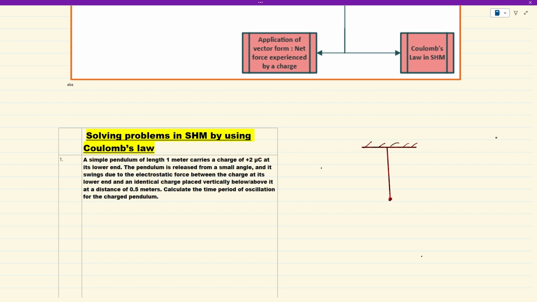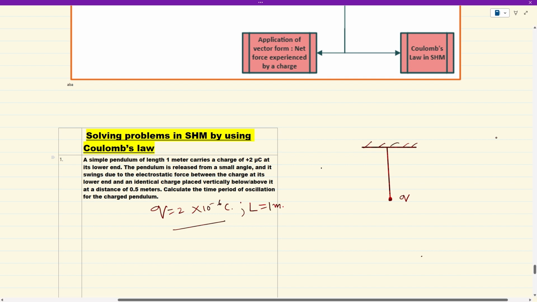This pendulum has some charge, which is given. Let me explain how to solve the sum. The charge on this be Q, that Q is equal to 2 times 10 to the power minus 6 coulomb. The length of the pendulum is 1 meter. L, the length of the pendulum, is equal to 1 meter.